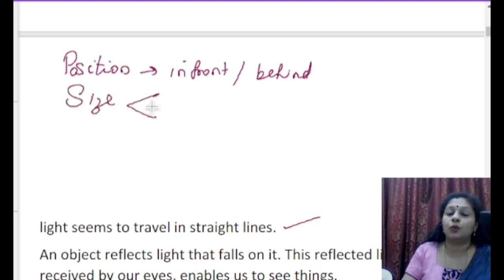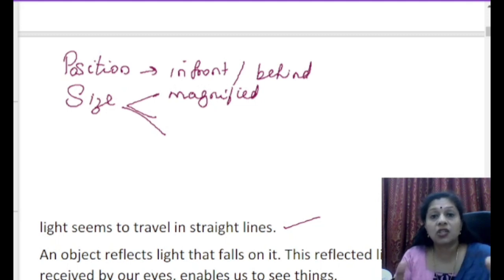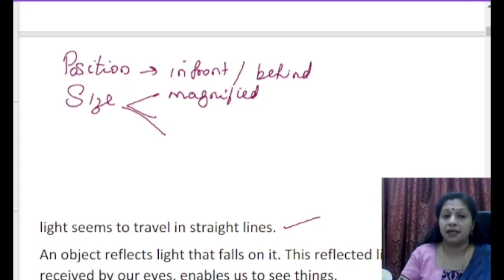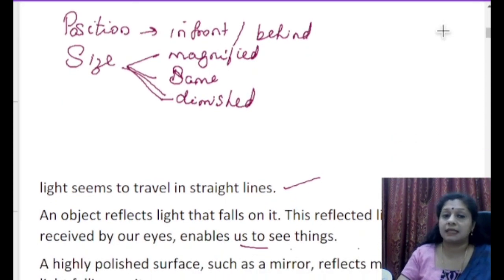Now the second aspect is the size. Size can again be of three types. Some are magnified, which means enlarged images will be formed, that is, the image size is more than the actual size of the object. Then the second is the same size, which means sometimes we get the same size of the object as the image. The third is diminished, which means we get a smaller image than the actual size.